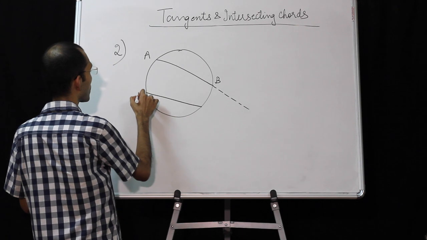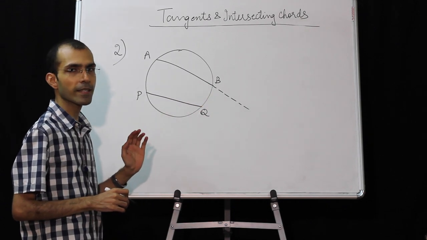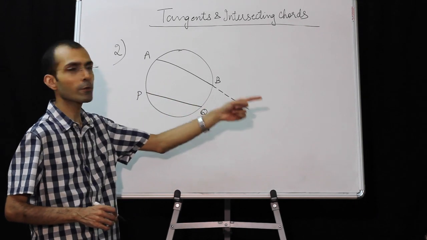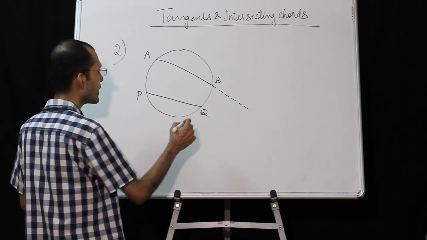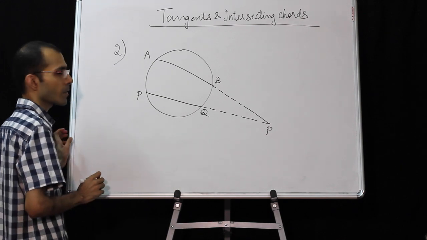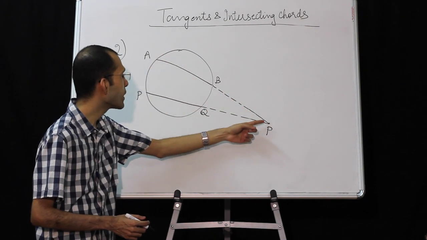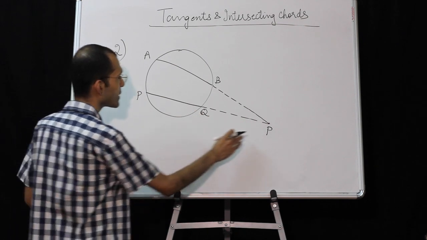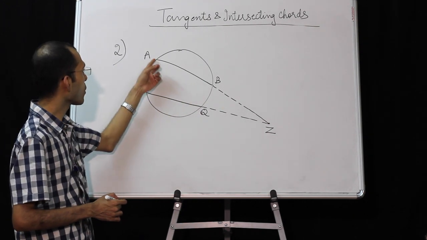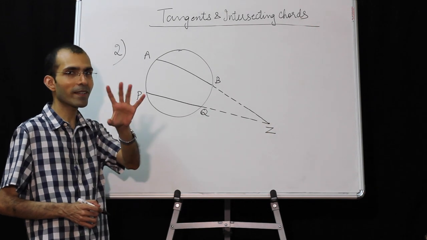We have AB as one chord and PQ as the second chord. Now these two chords are not intersecting, but when we extend them, when we produce AB and PQ, they will meet at some point. Let that point be P. Oh, sorry, P has already been taken here, so I will take this as Z. So you have chord AB and chord PQ. Chord AB when produced goes in this direction. Chord PQ when produced goes in this direction. They meet at some point Z eventually.